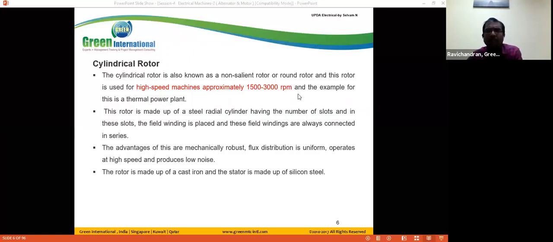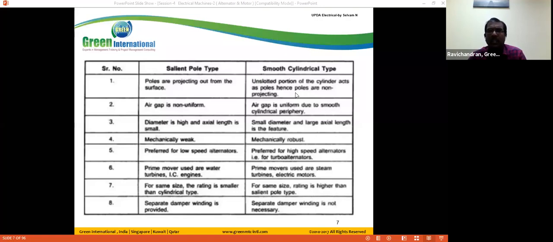So here are some comparisons between the salient pole rotor and the smooth cylindrical rotor. Just to see that: in the salient pole, we have some projections, so the air gap is not uniform. Here, the cylindrical rotor has a uniform air gap. So just read the slides.